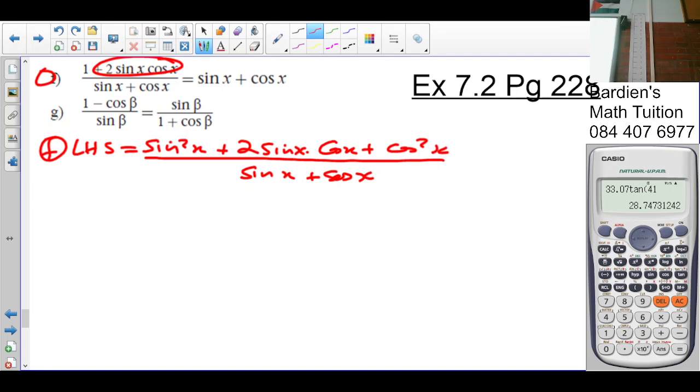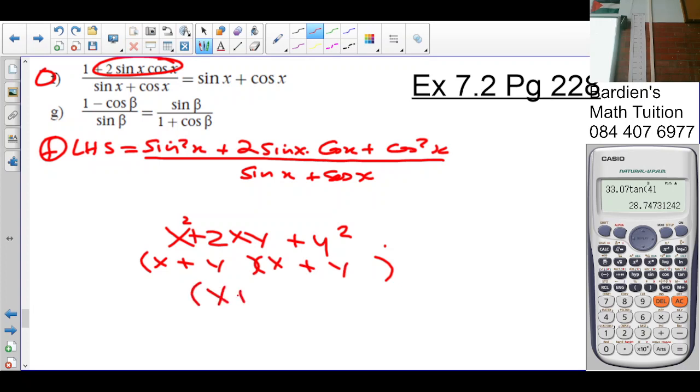Can you see that? Don't see the trinomial. What if sine was x and cos was a y? You see a trinomial now? Still not? You do? Okay. So if you factorize this, this should simply be x plus y squared. Not so? The perfect square trinomial.